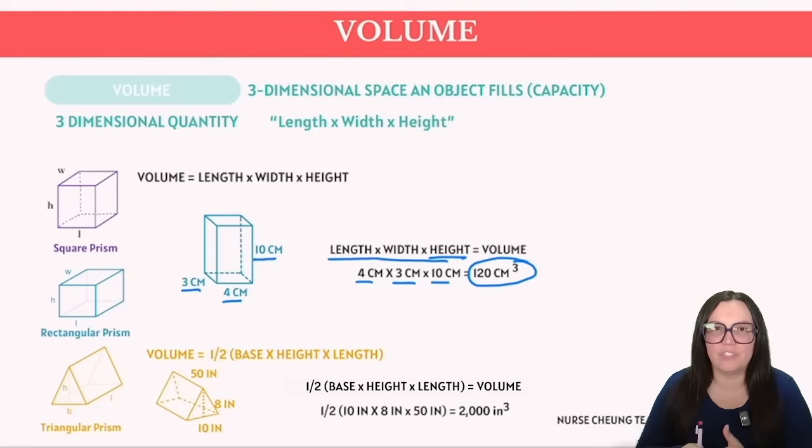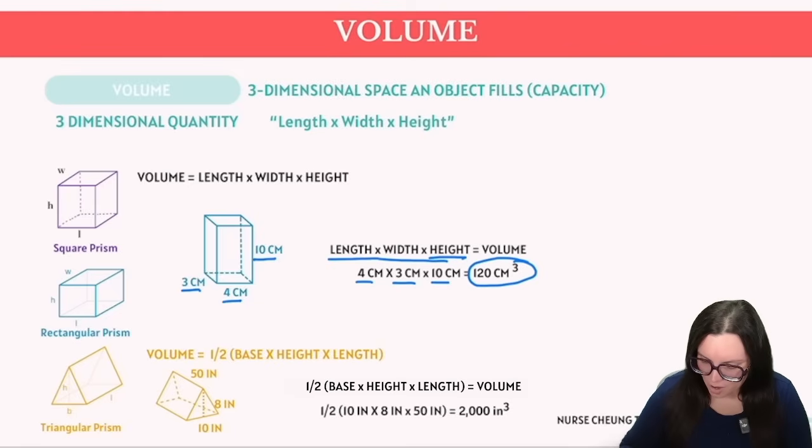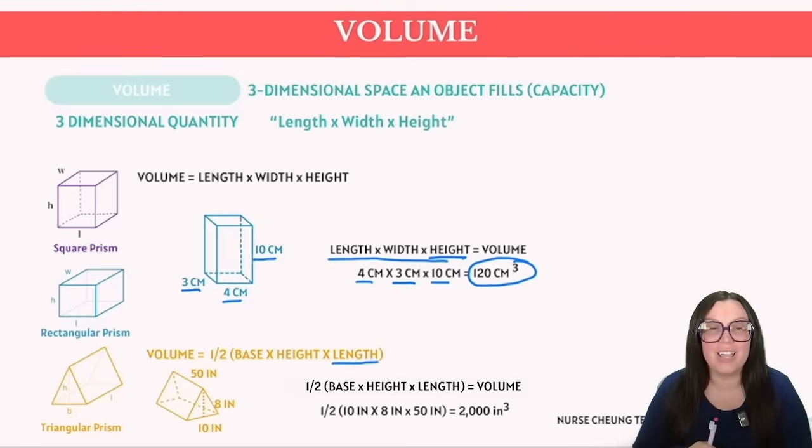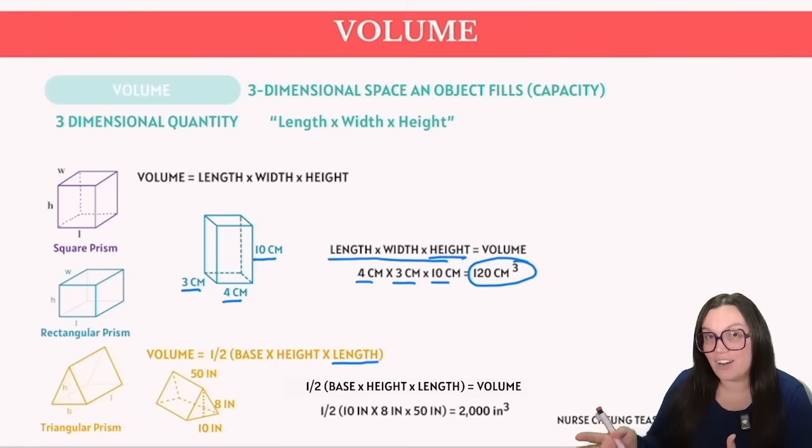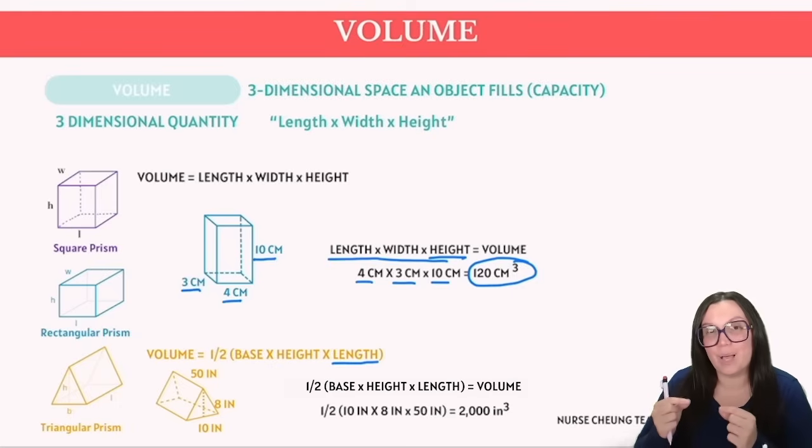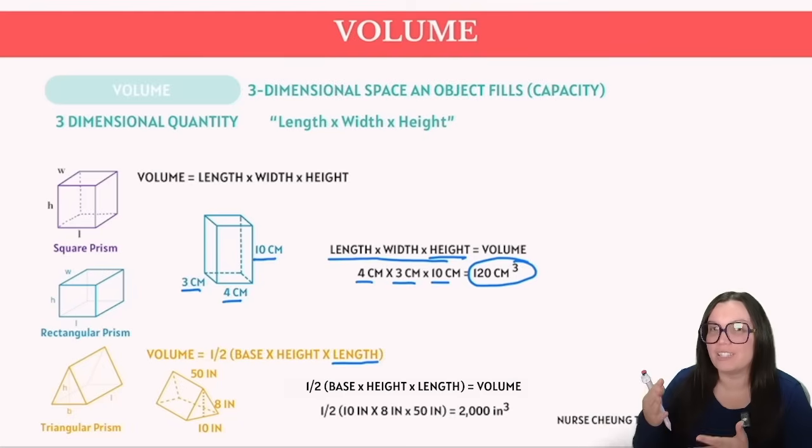Just like with the area of the triangle, we multiply half of our base times our height. But again, we've added an additional unit of measure, which is our length in this situation. So if you can remember the area of a triangle, it's going to be really easy for you to remember the volume when it comes to a triangular prism, because the only thing that we are adding is that additional unit of measurement, which is our length.